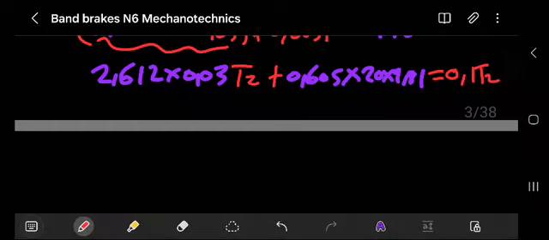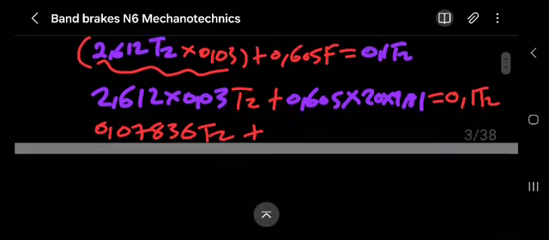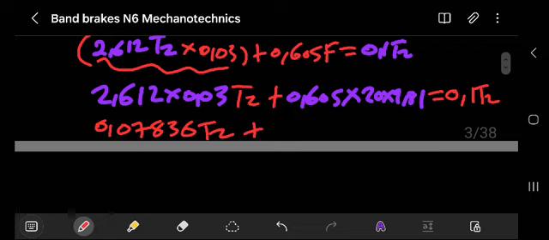Here we'll have 0.07836 T2. It is not the final answer. Plus, multiply all of these now: 0.605 times 20 times 9.81. That must be 118.7, equal to 0.1 T2.